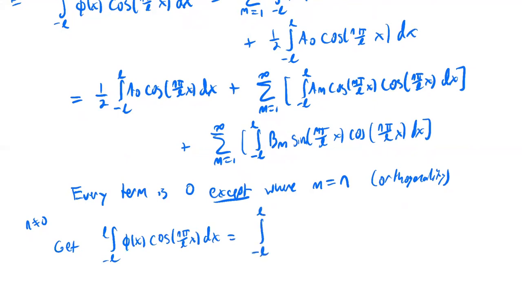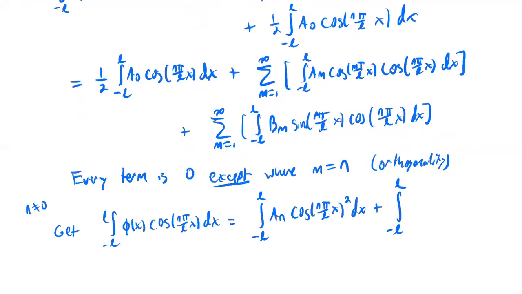the integral from minus l to l of a n times cosine n pi over l x squared dx. And then I have the cosine and sine term, so plus the integral from minus l to l of b n sine of n pi over l x times cosine of n pi over l x dx. Sorry, that should have been an n.